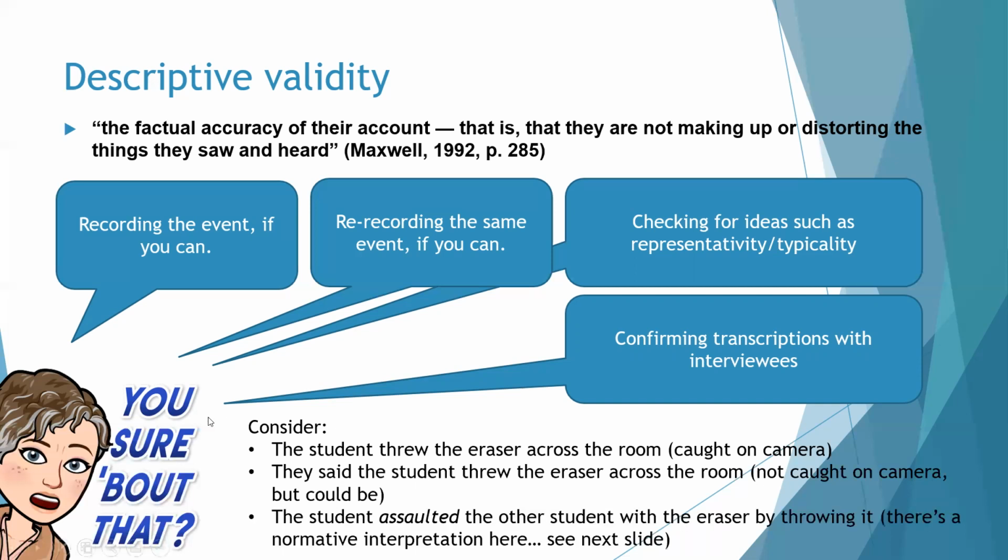Or the student assaulted the other student with the eraser by throwing it. Now all of a sudden, there's an interpretation here where you need to say, hang on, was it an assault? Was it playful? Was it a joke? So interpretive validity, which is where we're going next, you're describing something with a normative slant on it, which might actually not be the most accurate description of what happened, because you are smuggling in there a judgment about the motivation of the student who threw the eraser.